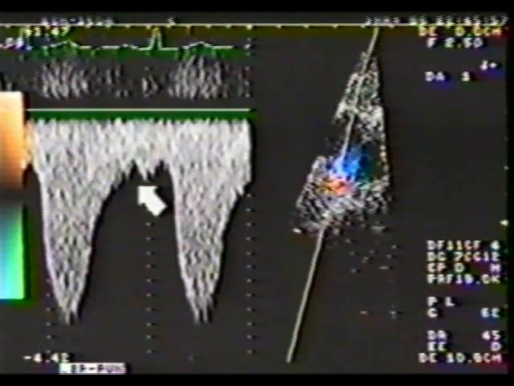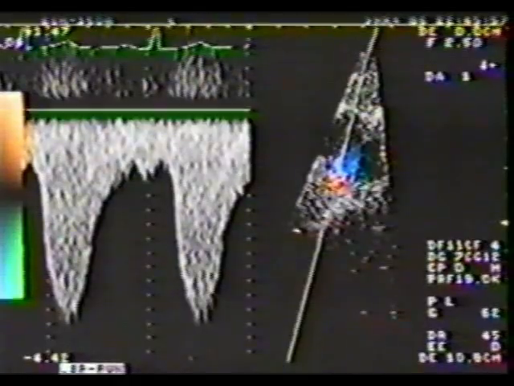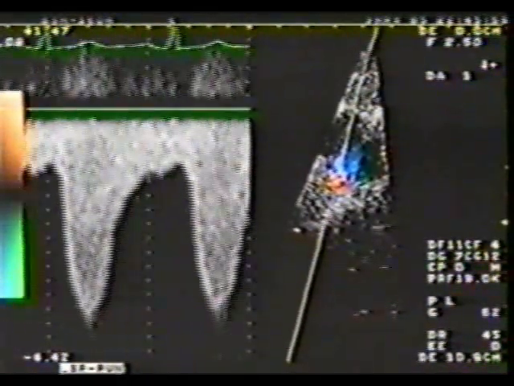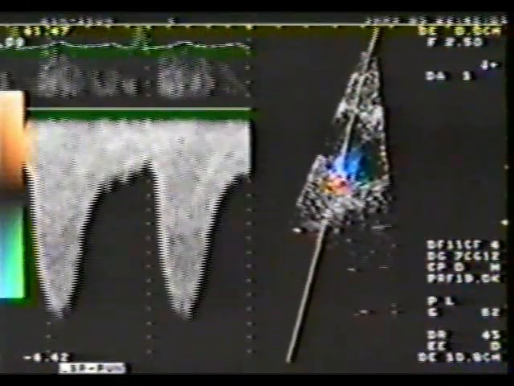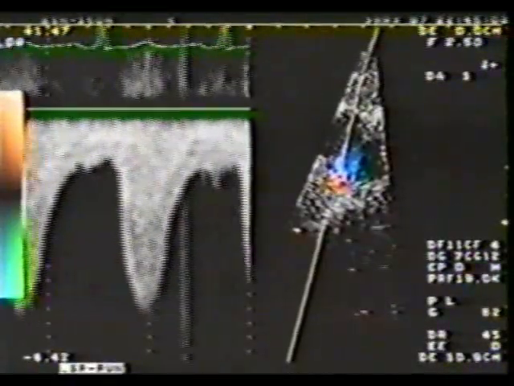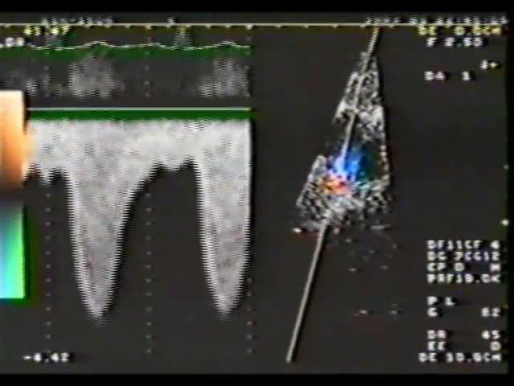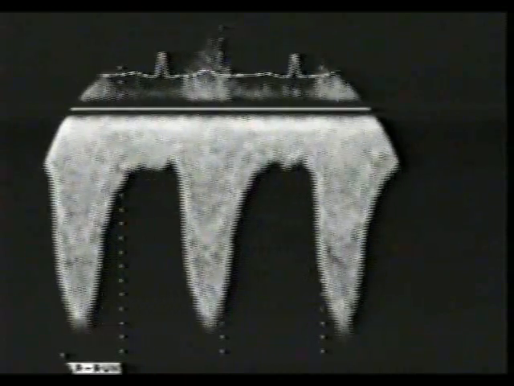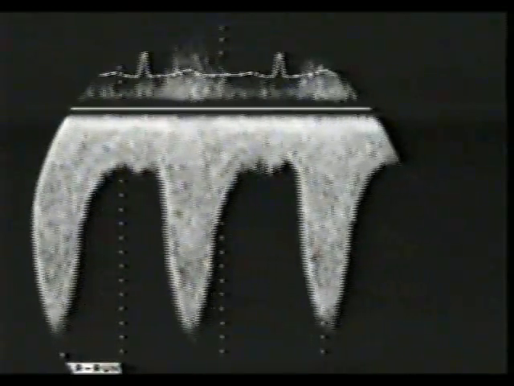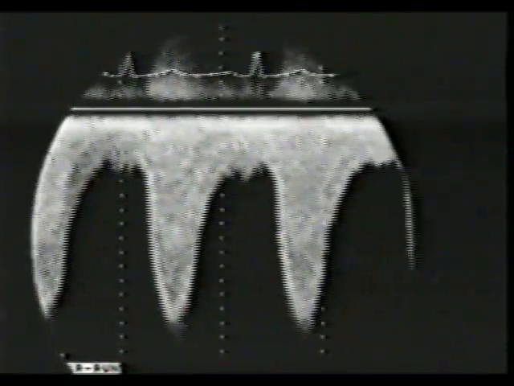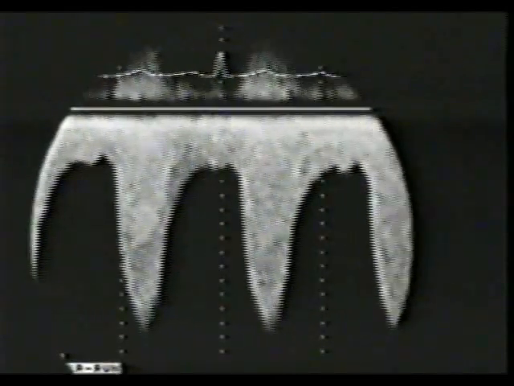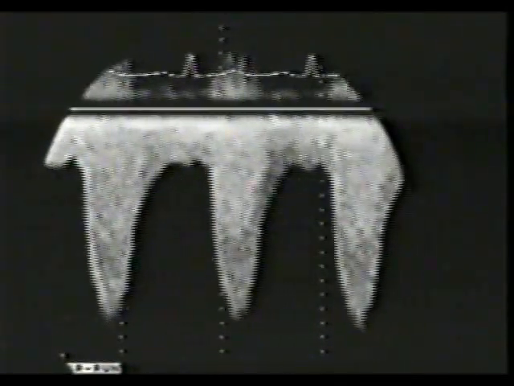Observe this in real time and also listen to the characteristic audio. This case example is representative of our experience with coarctation in adults and underscores the value of continuous wave Doppler.